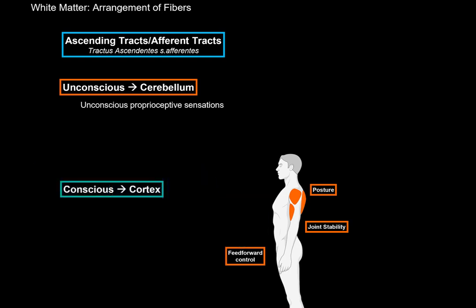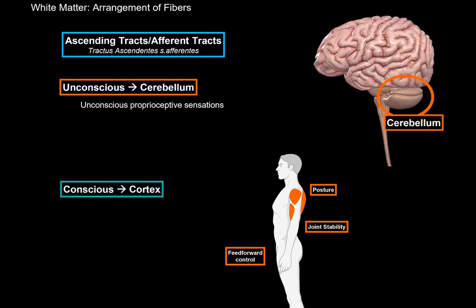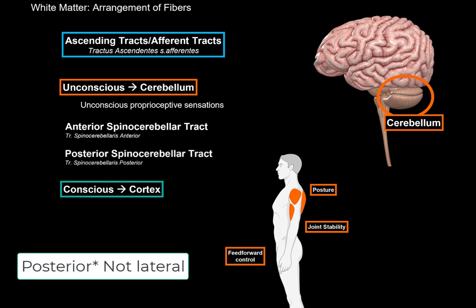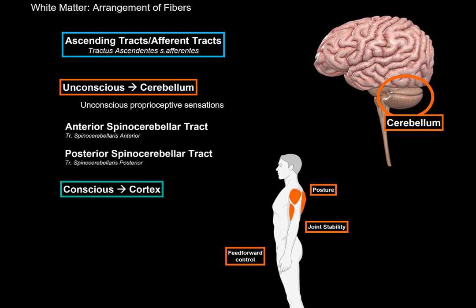They're unconscious because they go to the cerebellum, which is this organ right here. In our spinal cord, we have tracts called the anterior spinocerebellar tract and the lateral spinocerebellar tract. They contain the word cerebellar, so they go to the cerebellum.